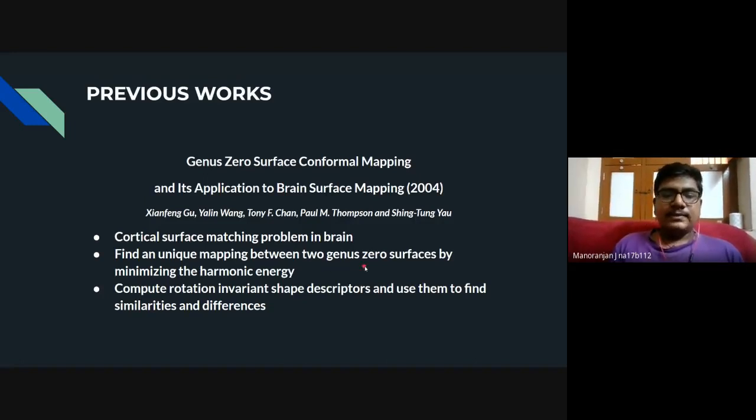The two genus zero surfaces they are talking about here are, one, the object, which in this case is the brain, and the other surface, which is the sphere. What we'll be trying to achieve is to map the 3D object onto a unit sphere. That's our final goal. Based on that mapping, we'll later compute the shape descriptors, and there are ways we can do that. I'll be discussing that as well.